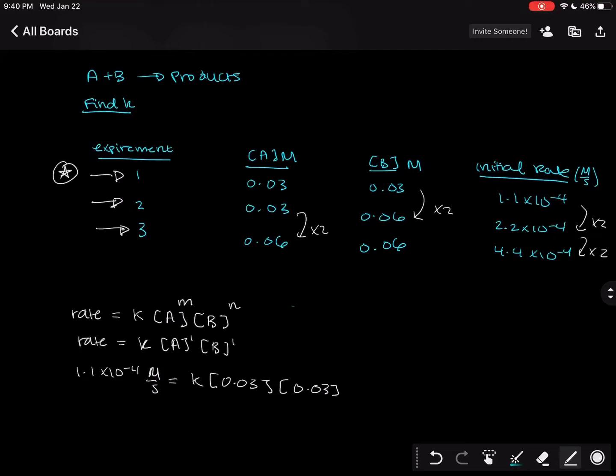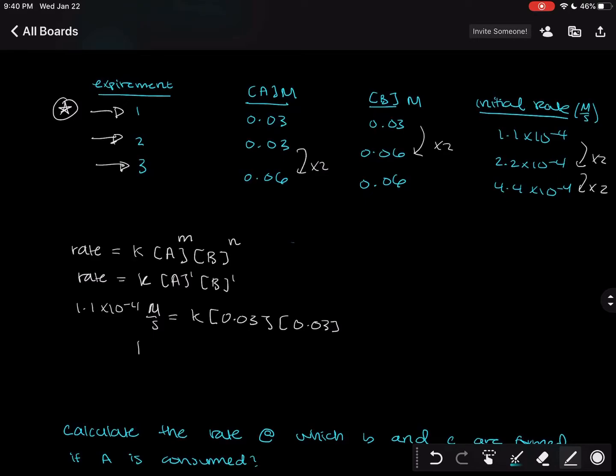Now, if this was second order, and this was actually raised to the power of 2, then when writing out this expression, we would put that to the power of 2, but it's not second order, it's first order. Okay, so now we can solve for K, and we'll get 1.1 E to the negative 4 divided by 0.03 squared. Okay, so we'll get K equals 0.122.